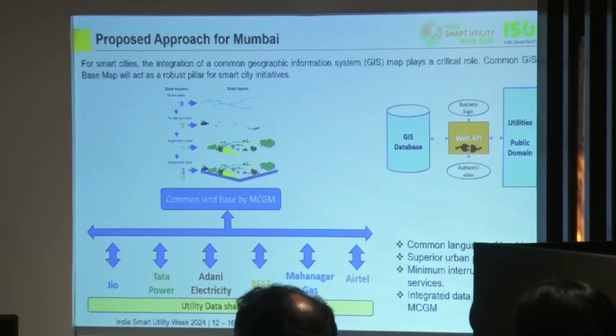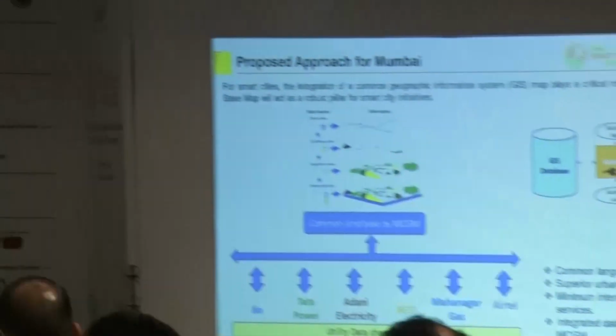So by this we are proposing an approach, a common GIS map, in which this map is prepared by the MCGM and it will be shared with all the private utilities and other government utilities through API, in which the GIS database is stored at MCGM level and communicated through web API. The benefit of this common map is that it has a common land-based language for all the utilities, and it will help urban planning. Then there will be minimum interruption of public services, and integrated data sharing through MCGM. It will help if any utility takes permission for any planning on a single portal.